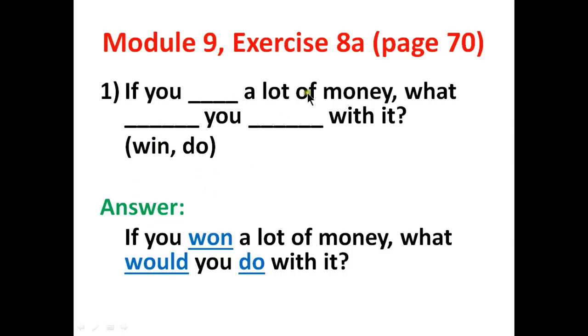If you won a lot of money, what would you do with it? Along with if, you will use the past form of the verb in a hypothetical possibility. But with would, there will be the present form of the verb.